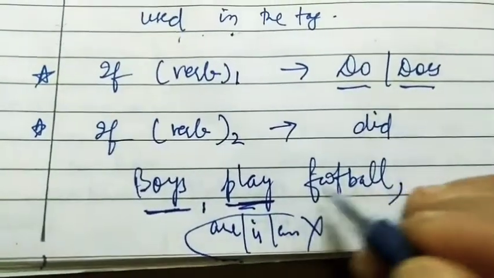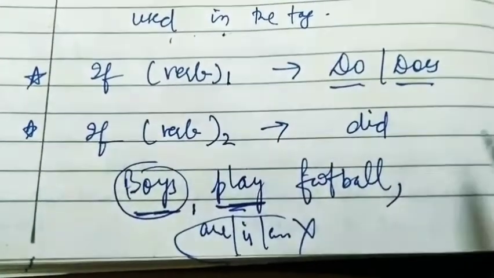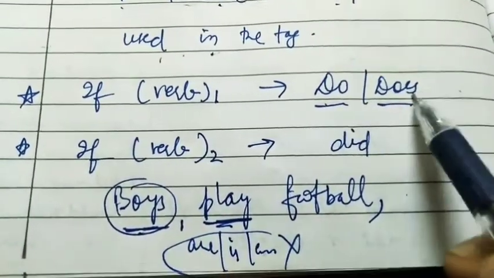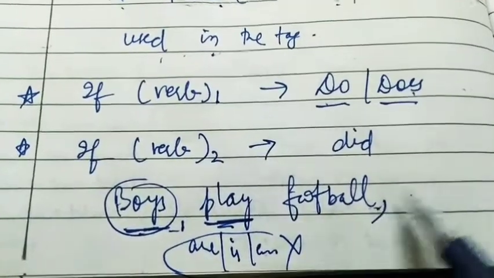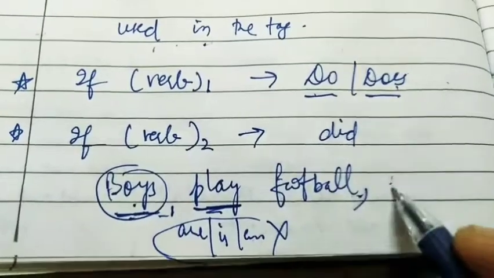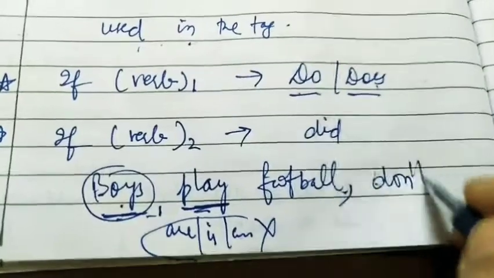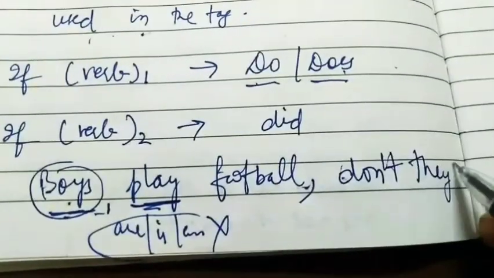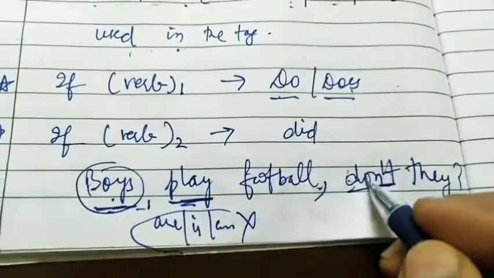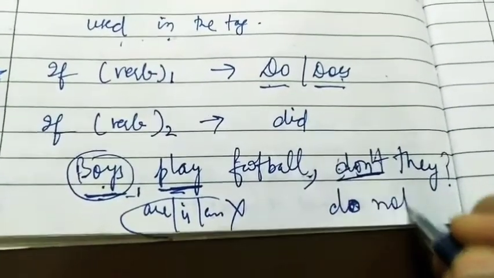So what we will be using here? If the subject is plural, then we have to use do. Okay. If the subject is singular, we will use does. And as this is a positive statement, what will be the question tag? Now for boys, we will be using the pronoun form. Okay. Now here boys play football. Don't they? So here negative form, and don't is the contraction form of do not.